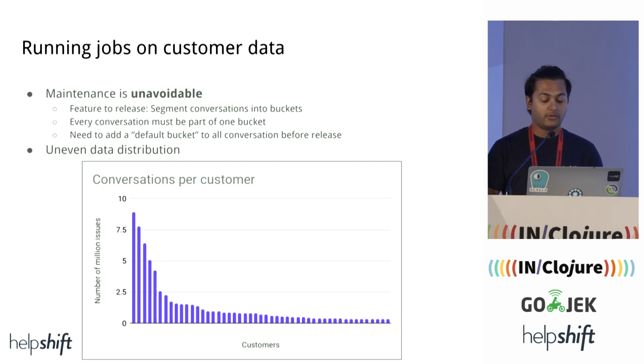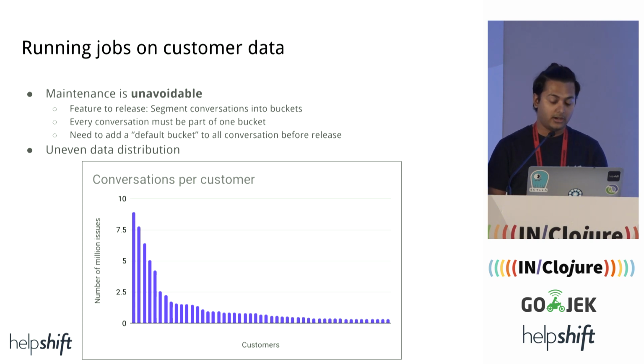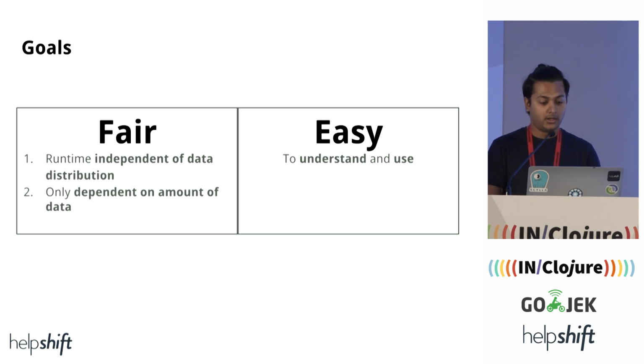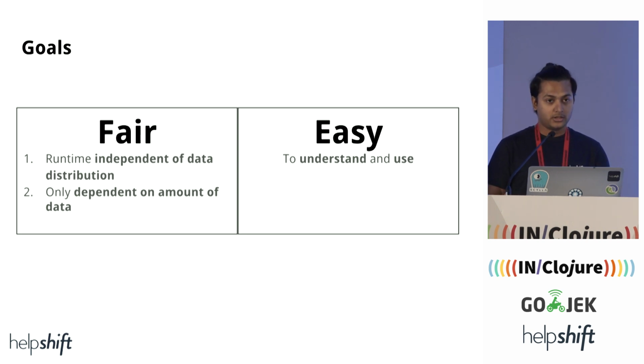So what we wanted to achieve by writing a framework was to make sure that all jobs that run on HelpShift finish fast and have some other guarantees that we want to have for every single job that runs on HelpShift going forward.